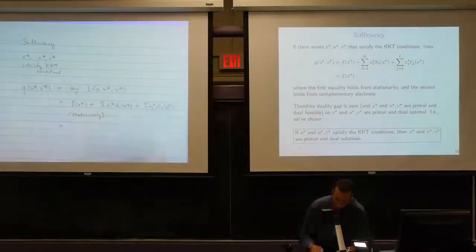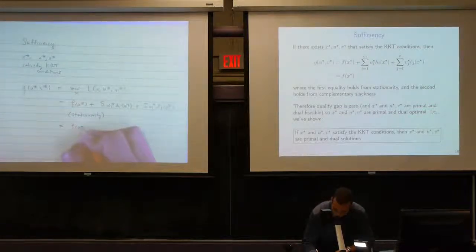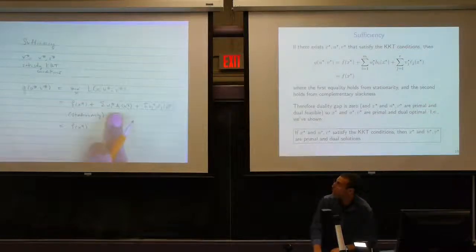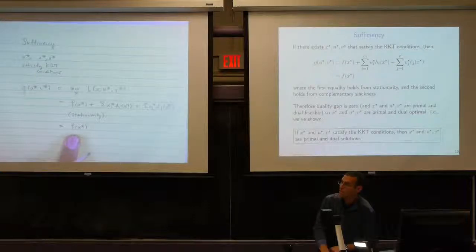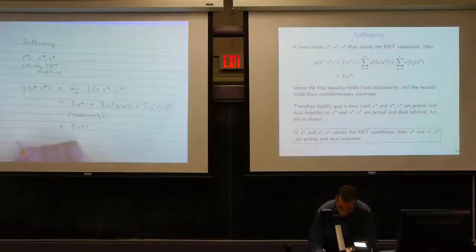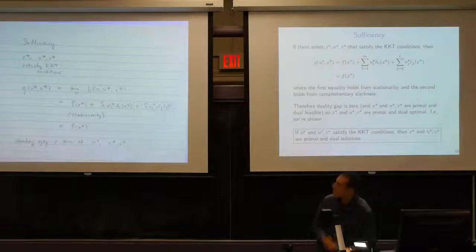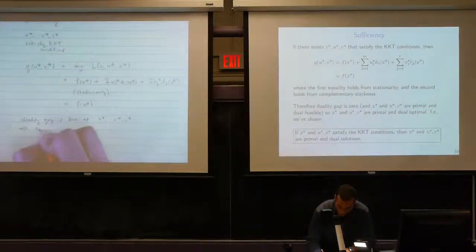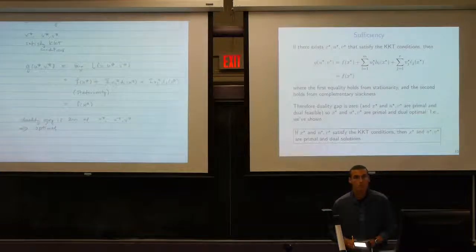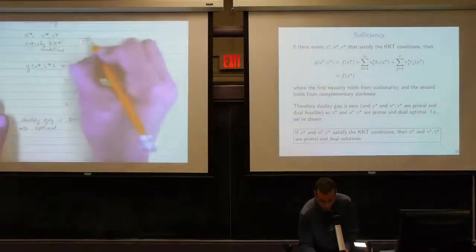And now I'm going to use complementary slackness and call this term 0 by complementary slackness. I'm going to use the fact that x star was primal feasible and call this term 0, because l_j of x star is 0. And I get that this is just equal to f of x star. So what have I concluded? I've concluded that the duality gap is 0 at x star, u star, v star. But that means we know from just a few minutes ago that they're optimal. Right, so we just proved this direction.